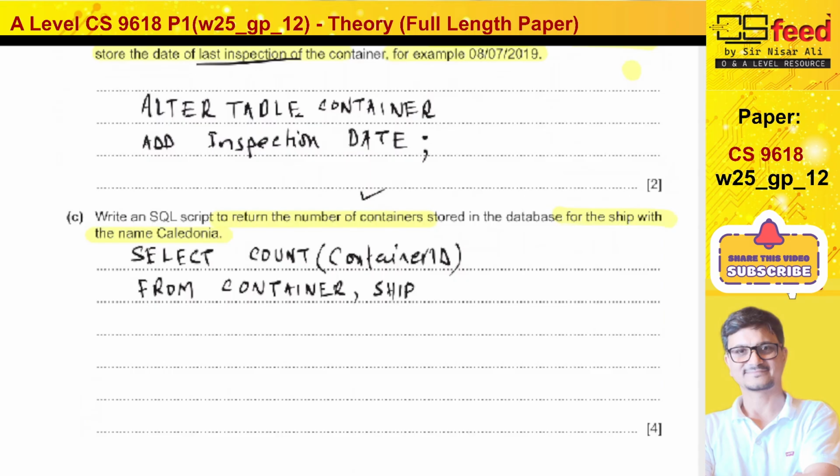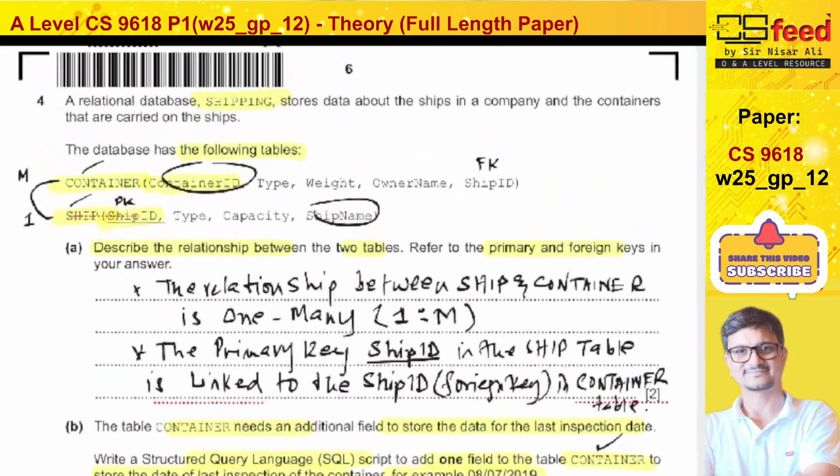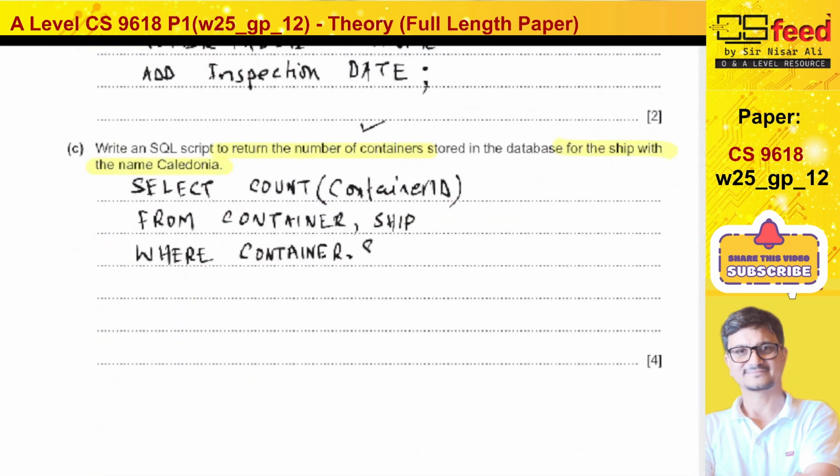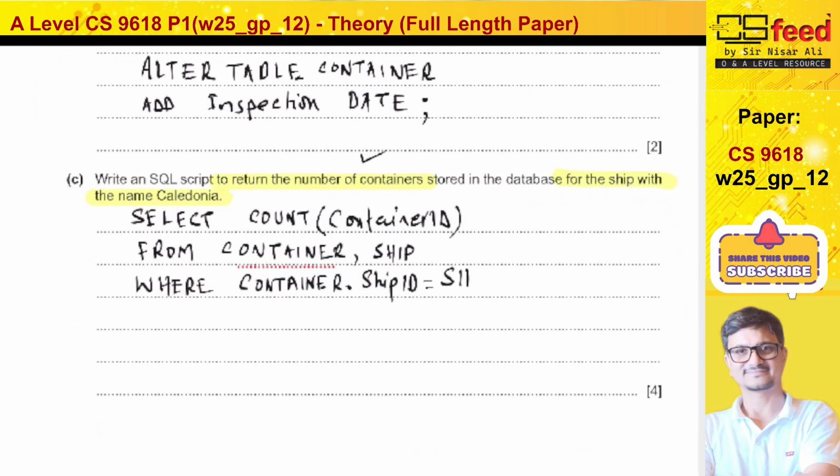And then we move from this and this, where now we can use a clause, and in the where we need to write the link. Container dot. Now the link is basically, you have already seen that they both are connected with the ship ID. So container dot ship ID is equal to ship dot ship ID.